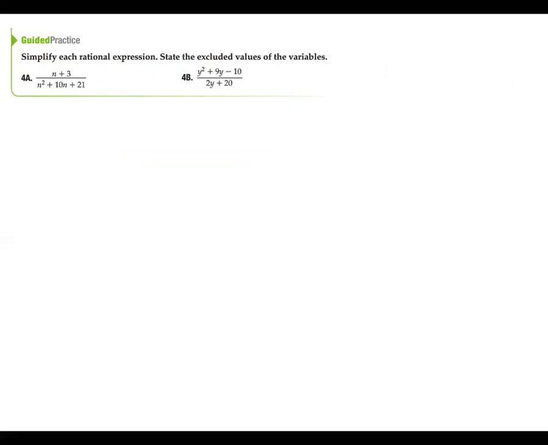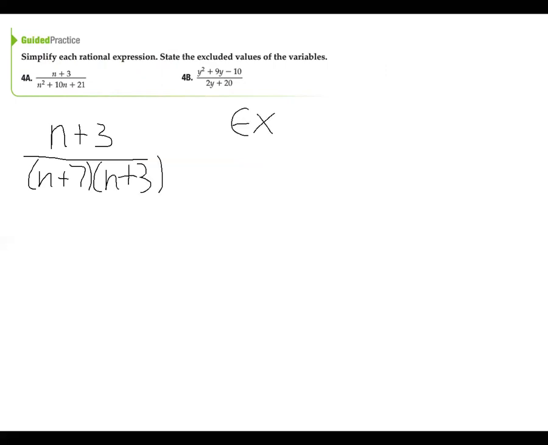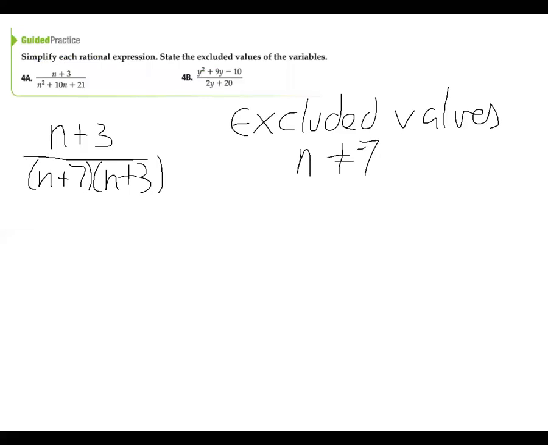Okay, we're back. The numerator, for number 4a, is n plus 3. And the denominator would be n plus 7 times n plus 3. So the excluded values would be n is not equal to -7, and n is not equal to -3. Now you can cross-cancel the factor of n plus 3.